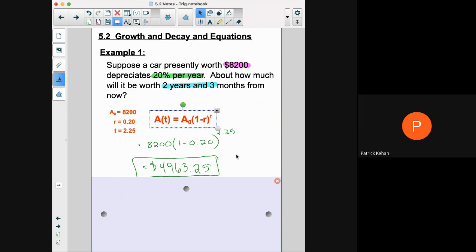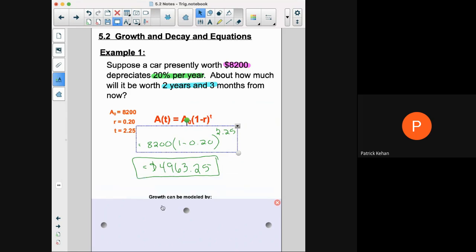And at this point, take these three values, drop them into our relationship here, follow the order of operations, and use your calculator to produce an approximate value here. This is the dollar amount, so we would naturally round to the hundredths place unless it's stated otherwise. So when we're using the order of operations here, it's 1 minus 0.2 first, which is going to leave us with 0.80. And then we have to raise it to the 2.25 exponent or power. And then we multiply by 8,200, to produce $4,963.25. This is all going to be done on your calculator.